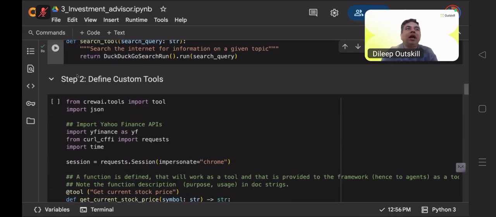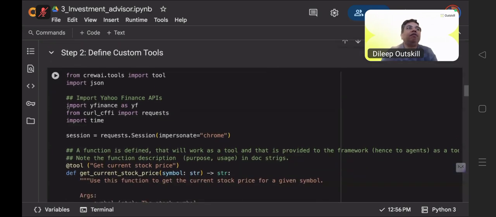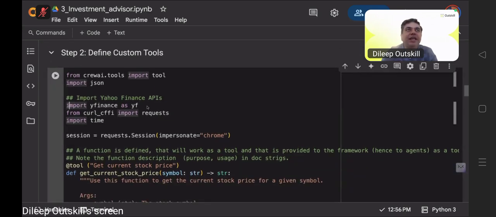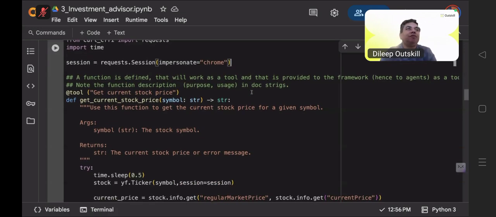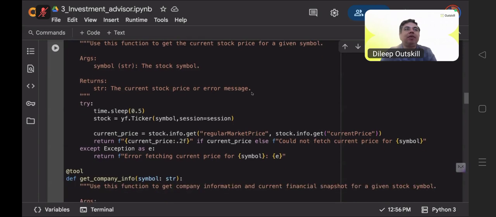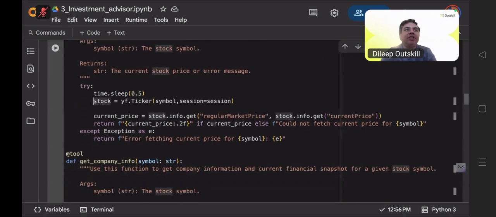Done. Now I am going to define my different tools. Here I'm going to define my Yahoo Finance APIs. So I'm importing the Yahoo Finance API. And this part, please don't worry about it. It's a little complicated code I had written while debugging to overcome the rate limits of the Yahoo Finance API. So first tool is get current stock price. When I give it this information, it is going to get the current stock price.